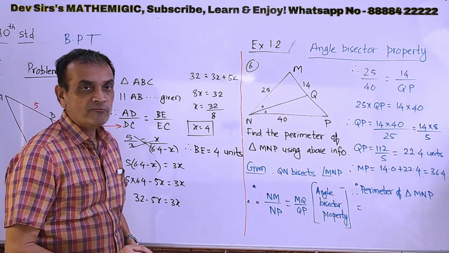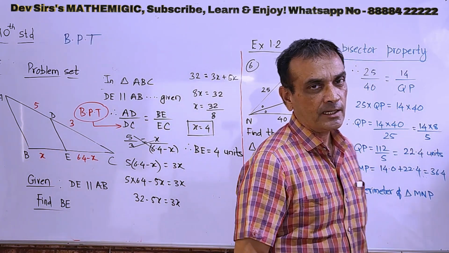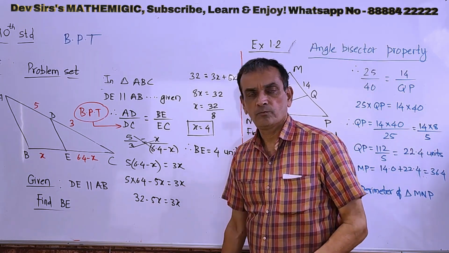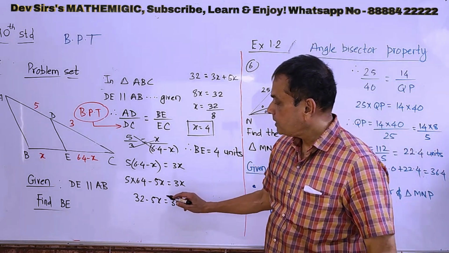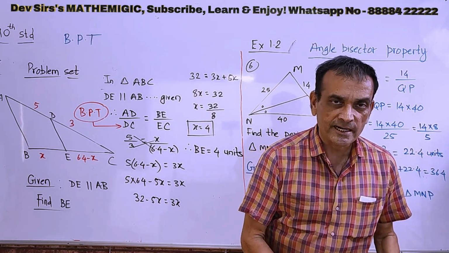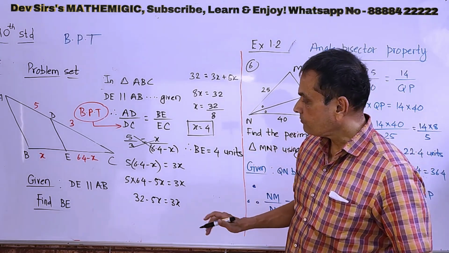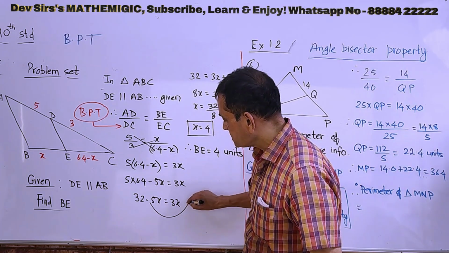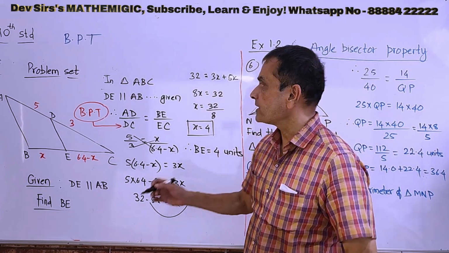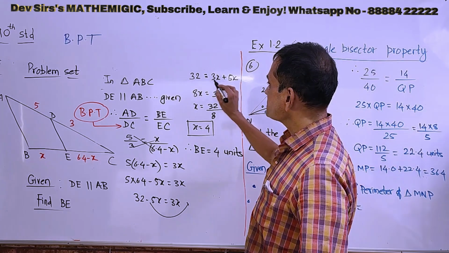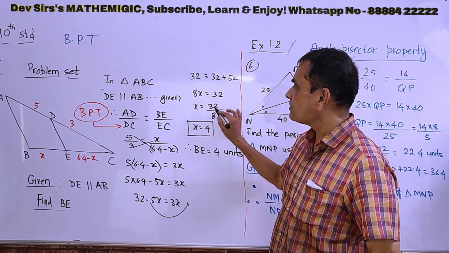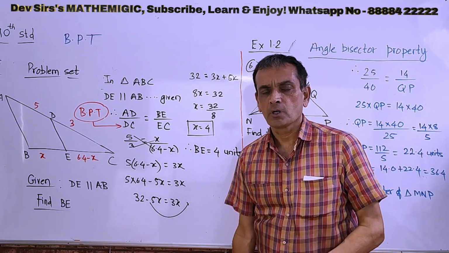5 into 6.4 calculate किया तो 32 आता है. 32 minus 5x equal to 3x. x का terms एक side को चाहिए. Either you can keep it on the left hand side or RHS. Now for a change I will take this on the RHS. So that minus 5x will become plus 5x. So 3x plus 5x is equal to 32. So 8x equal to 32, x equal to 32 upon 8, that is 4.